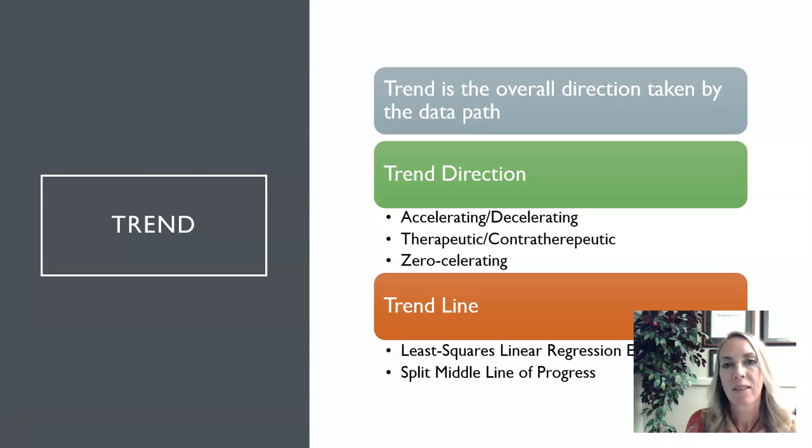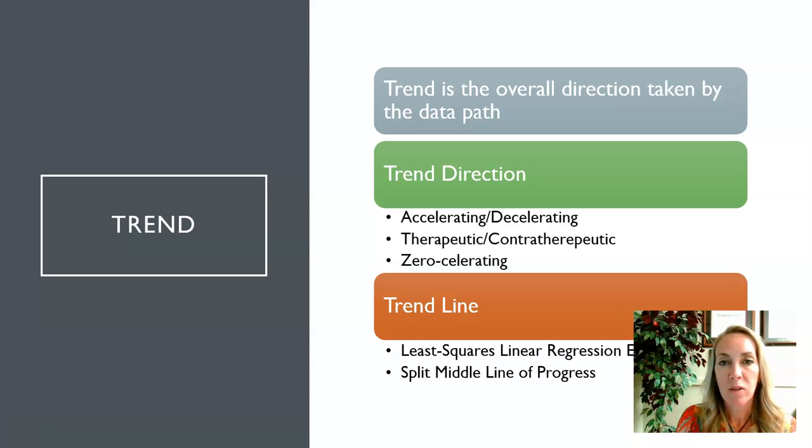So we could say it's headed in a therapeutic direction. So that wouldn't really indicate going up or down. It would indicate going in the direction you wanted it to. A contra-therapeutic direction would be going against the goal. And we want to have a trend line. Now, the least squares linear regression equation can help us find the actual trend line, but most likely we're going to be using our handy dandy software to get that trend line.